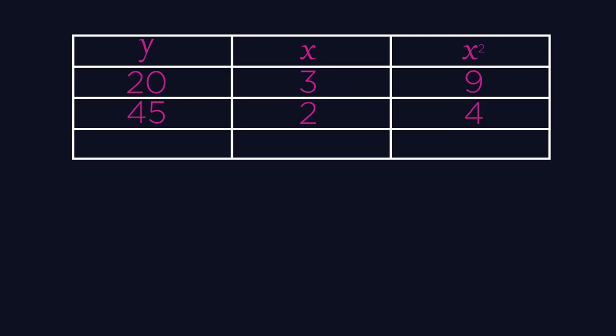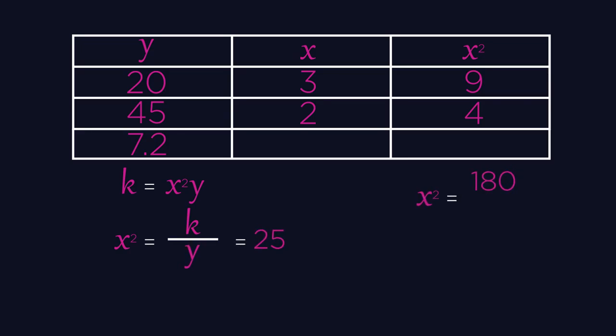For the same equation, find the value of x when y equals 7.2. If y equals 7.2, we need to use our equation to find x squared. We can rearrange our equation to make x squared the subject, giving us 180 divided by 7.2 equals 25 for our x squared value. We can then square root 25 to find the value of x when y equals 7.2: x equals 5.